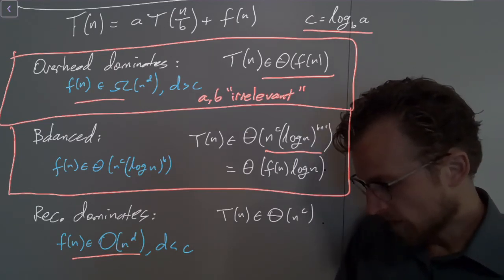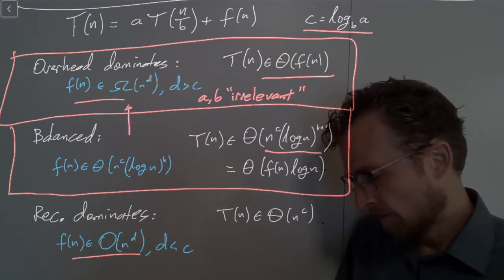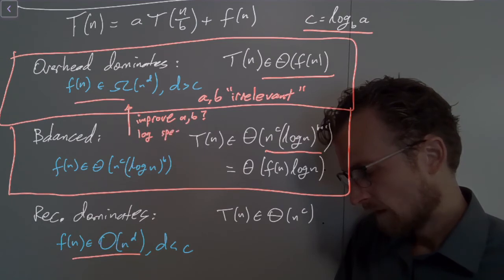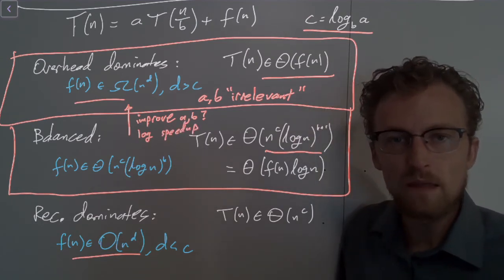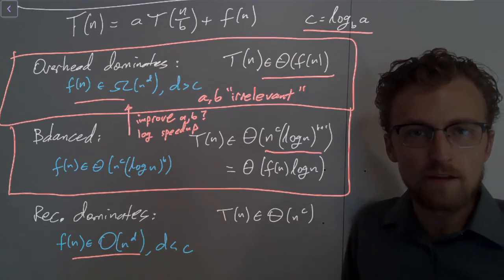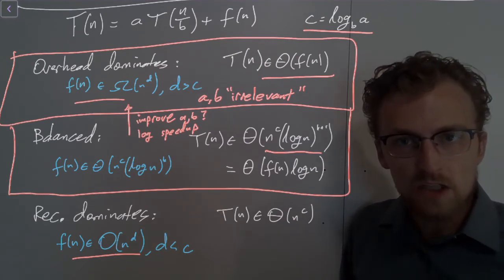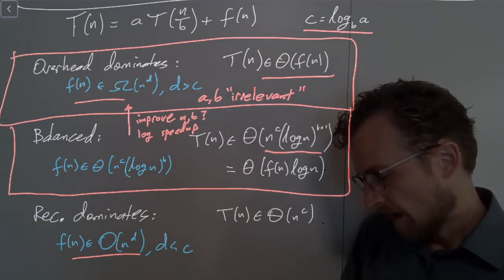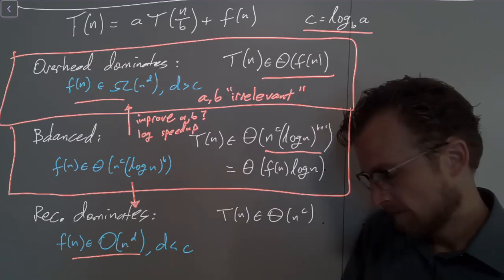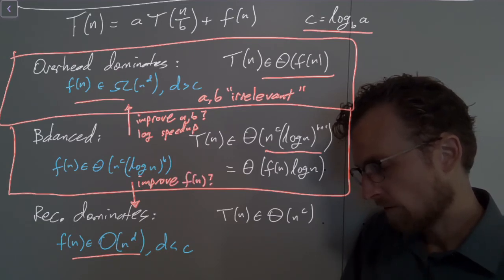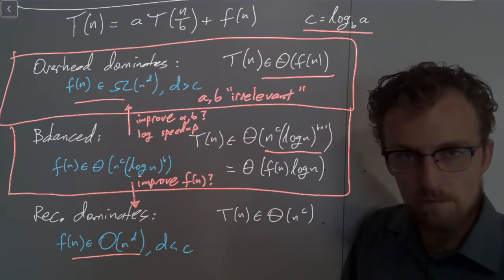So what we could do is something like this. I could say improve A and B, log speed up. What does it mean to improve A and B? It means I'm going to reduce A, I'm going to increase B, and that will automatically push me into the overhead dominant case immediately, with any change in A and B. And in doing so, it'll give me a logarithmic speed up. At the same time, if I improve f of n, I get, again, at most a log speed up.